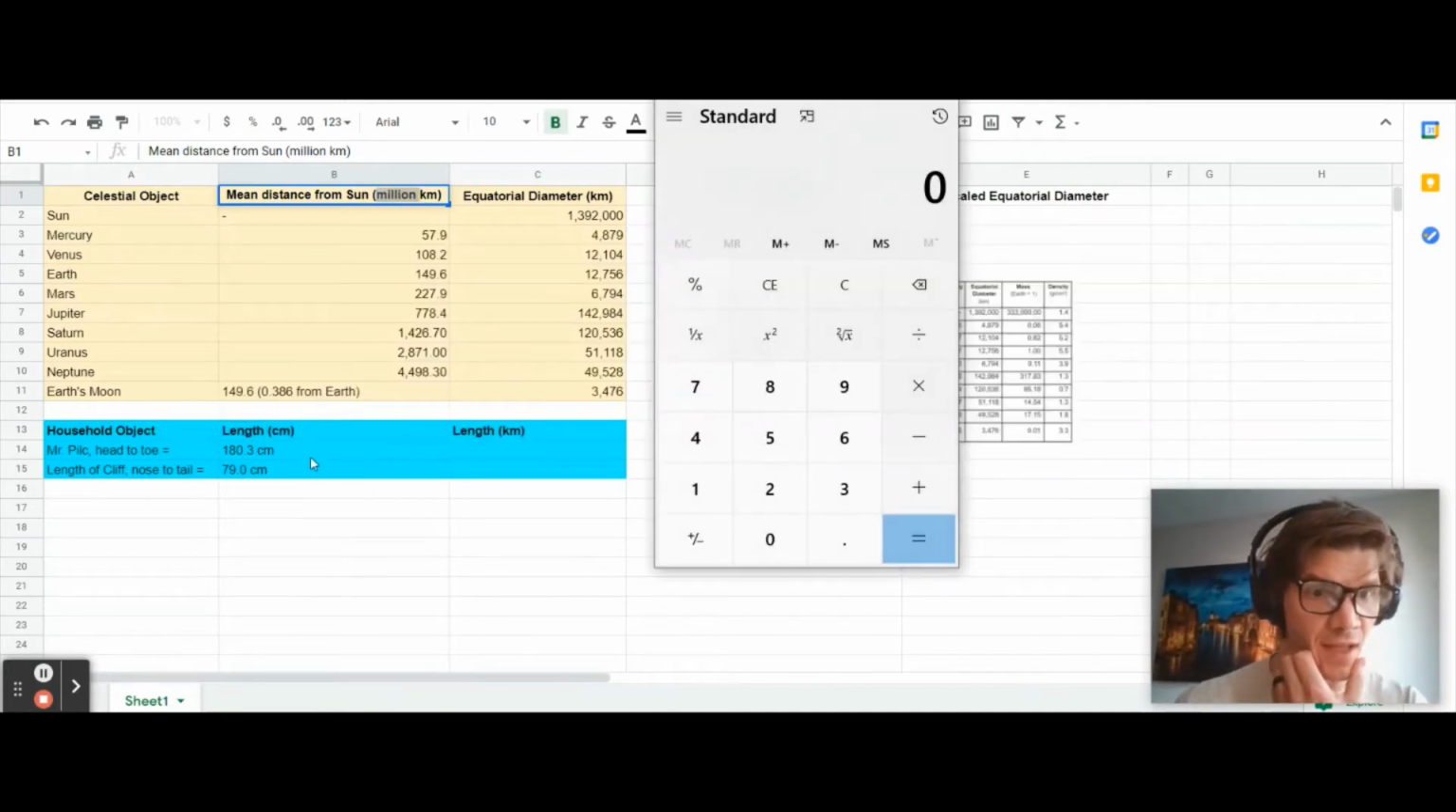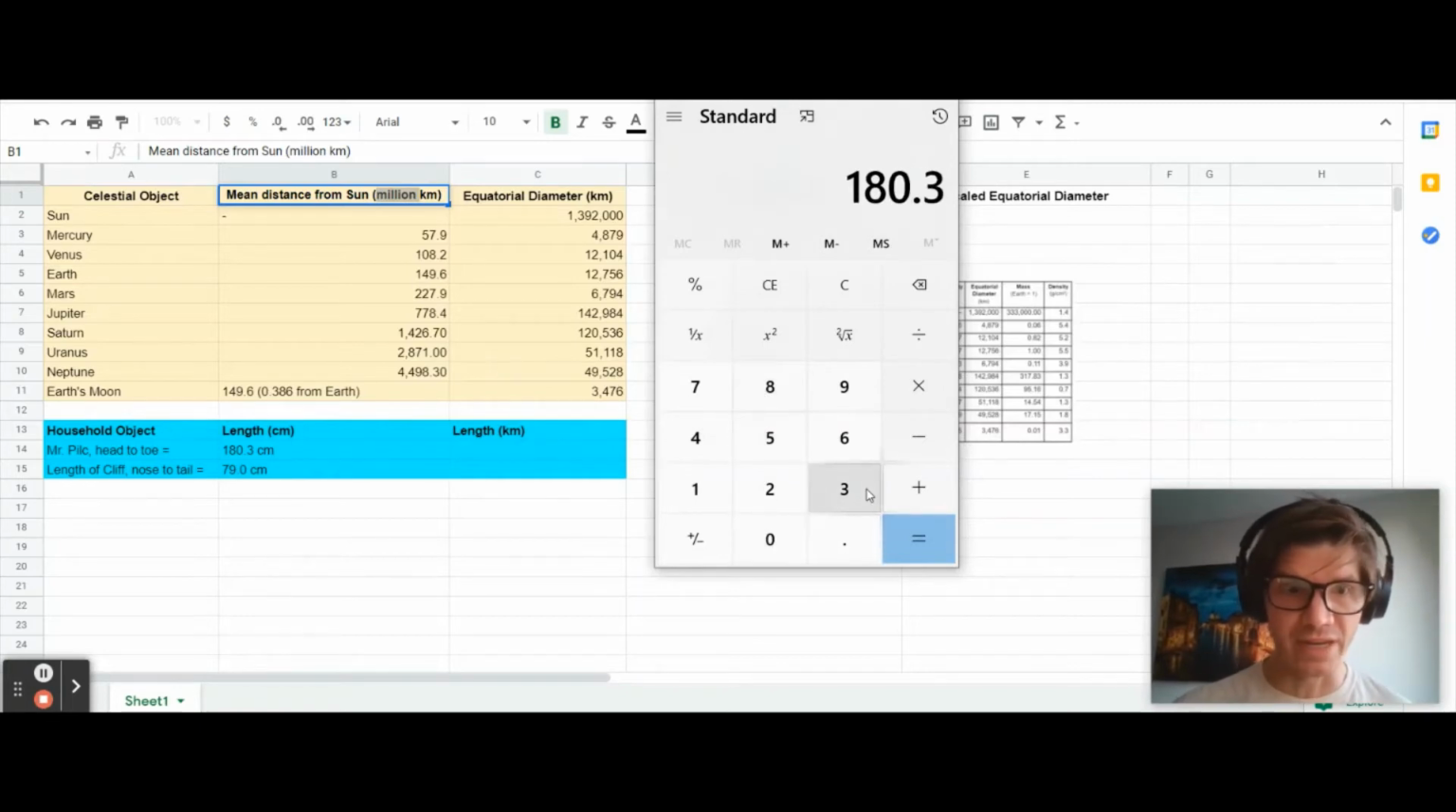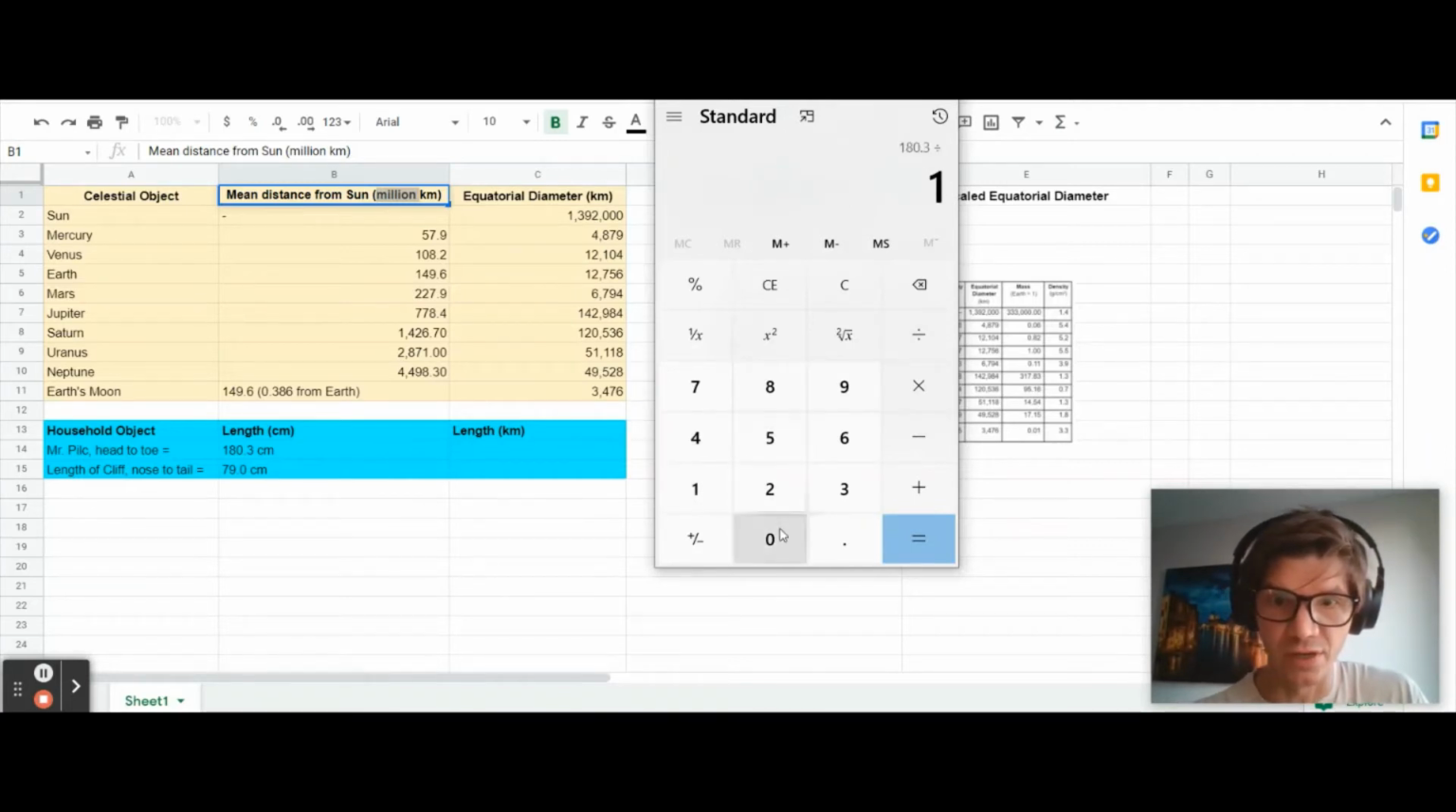So first off, my height is 180.3 centimeters. In order to convert that to meters, I'm going to divide it by 100 because there are 100 centimeters in a meter. Think of like cent. There's 100 cents in a dollar. Century is 100 years. So I'm 1.803 meters tall.